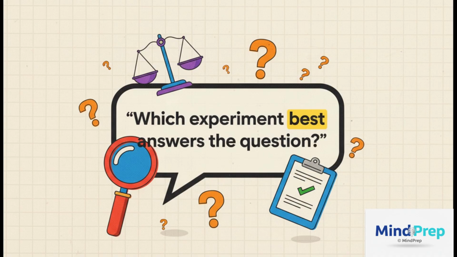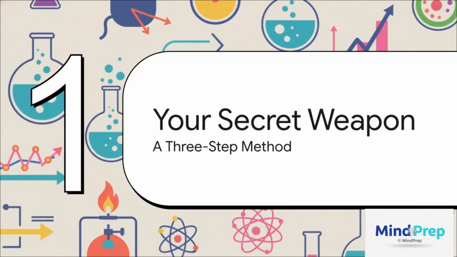This isn't just about reading some data off a graph. It's about really evaluating the whole scientific process. But there's a super reliable way to tackle this, and we're about to walk through it together. So what is this method? Think of it as your secret weapon. It's a 3-step strategy that's just designed to cut right through all that confusion.